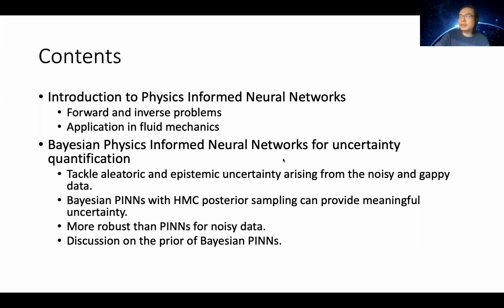So we talk about uncertainty quantification. Actually, there are other uncertainties. But Bayesian physics-informed neural networks are only for tackling the aleatoric and epistemic uncertainty. Basically aleatoric just means the data is noisy, and epistemic basically means data is gappy, where you don't have infinite data, you only have finite data. So that will also have some uncertainty.